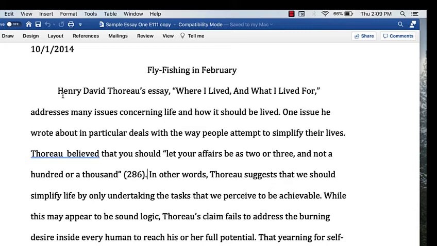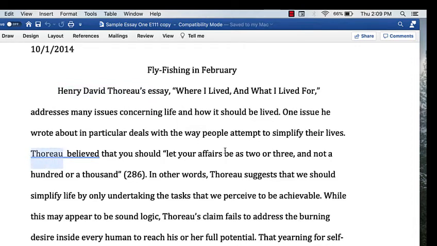In other words, he doesn't just throw it out there without some kind of introduction or context for the reader. He lets us know who the author is, and I should underscore how this is very important. The first time in your essay you refer to an author, you use their full name. After that, you use just the last name. So the first time here would be Henry David Thoreau, and then after that, just Thoreau.